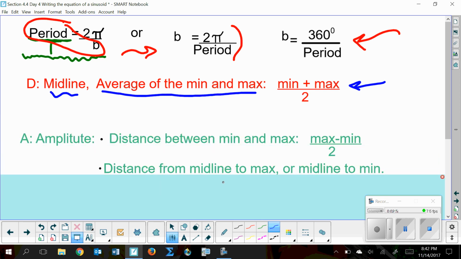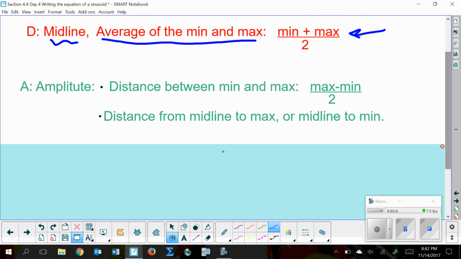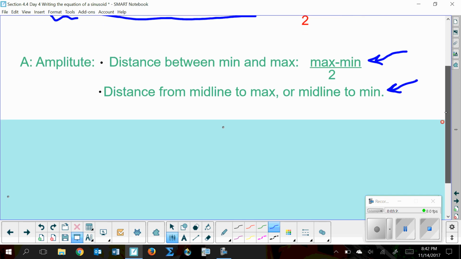The next one is the amplitude, and there's two ways to do this. One of the ways is you find the distance between the min and the max, and then cut that in half. To find the distance between any two numbers, you always subtract, so max minus min, and you divide it by 2. Another way is you can sometimes look at the graph and say, hey, the distance from the midline to the max or the midline to the minimum is your A, or your amplitude.